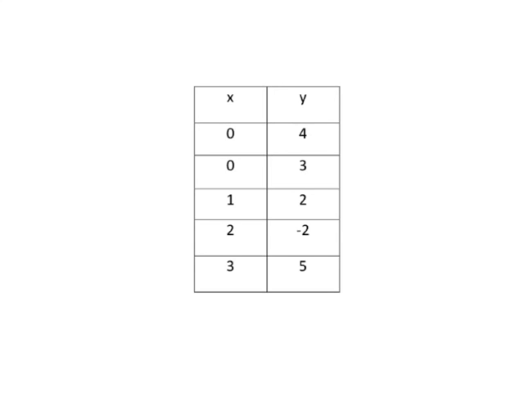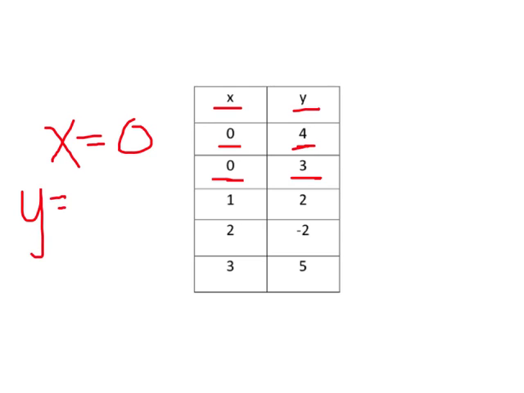Alright, so let's look at our first table. Here we have the x column, our input, and our output. So when we look at our first input, when x is 0, what can y equal? Y can equal 4. But if we look down below, when x equals 0, y can also equal 3. So when x is 0, y equals 3 or 4.